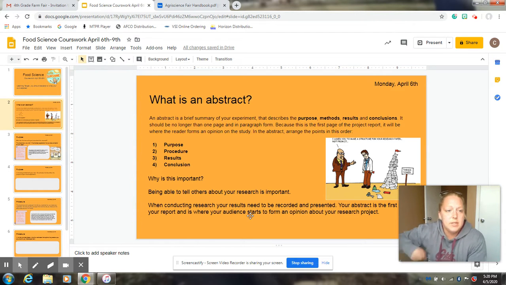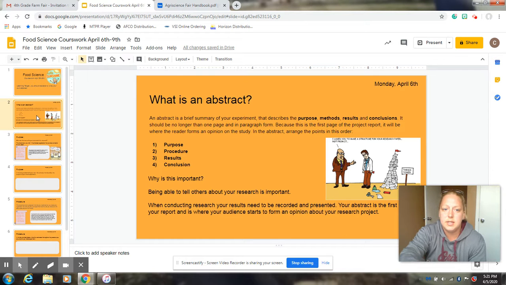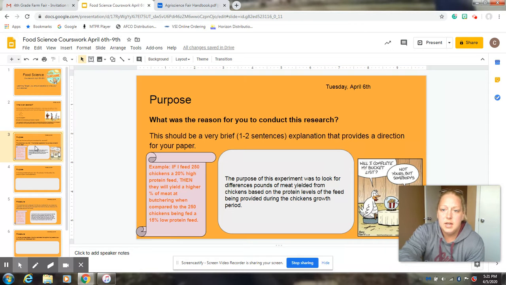So we need to learn how to write an abstract. So the first thing is your purpose. On Monday, I just want you to read this slide about an abstract, and I want you to just be thinking about these 4 points in relation to your bread experiment. On Tuesday, I want you to look at this slide about the purpose.